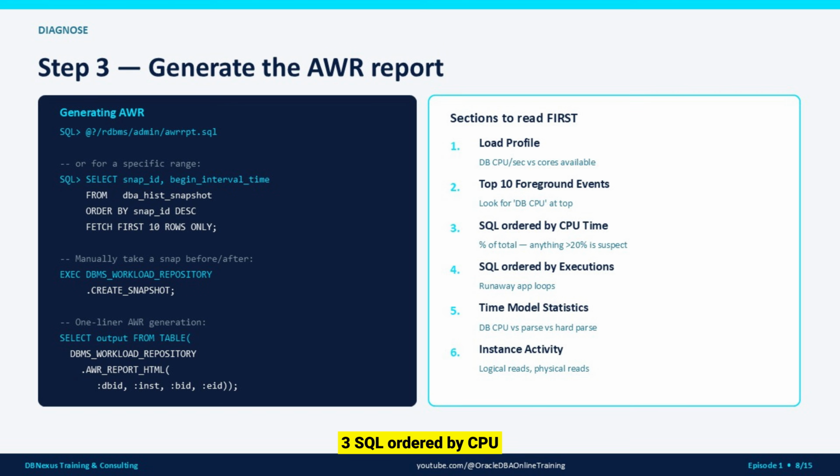Section 3. SQL ordered by CPU time. Anything above 20% of total CPU is your suspect. Note the SQL ID. Section 4. SQL ordered by executions. This catches runaway loops. SQL that is not slow per execution but is being executed millions of times.